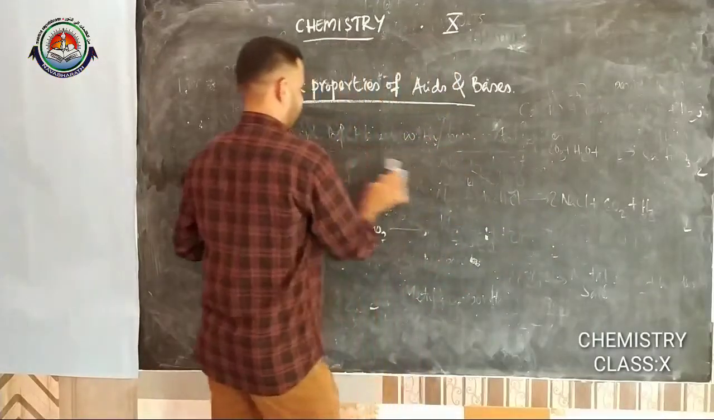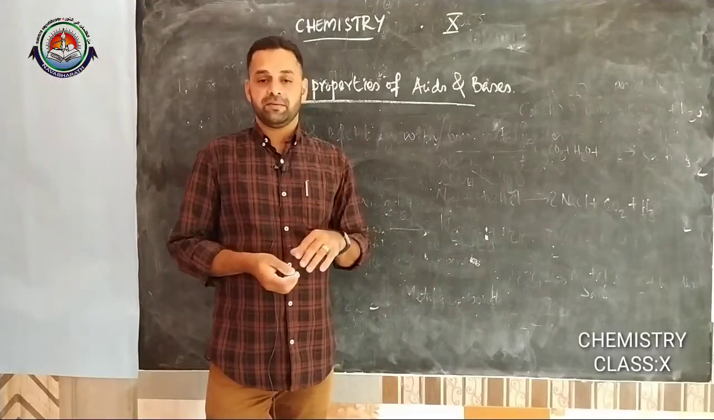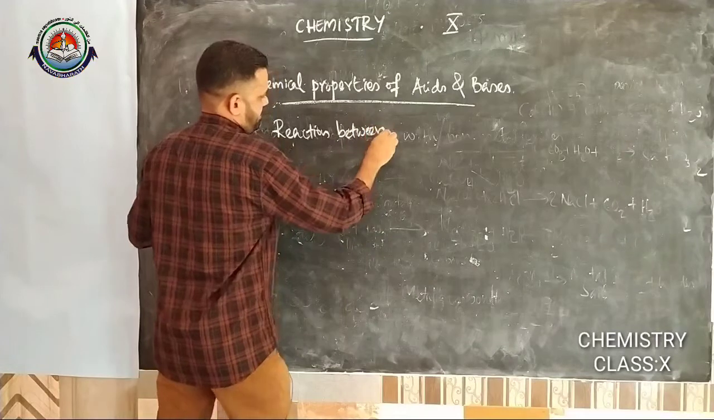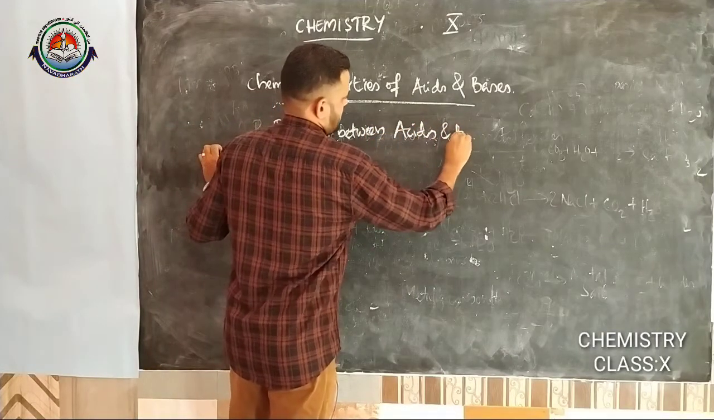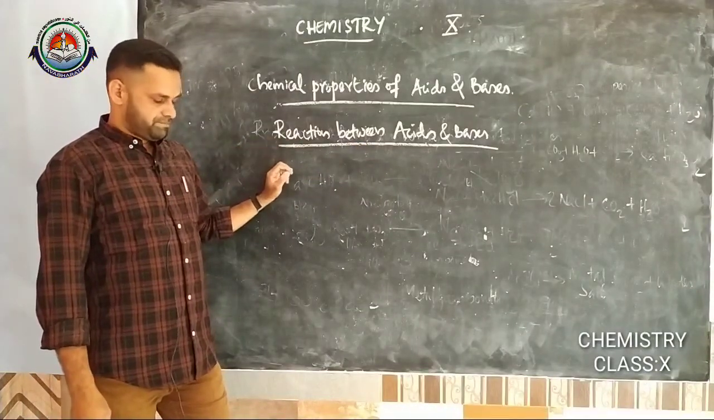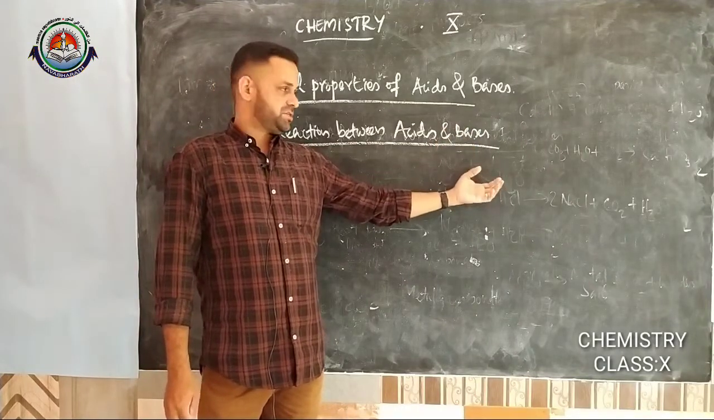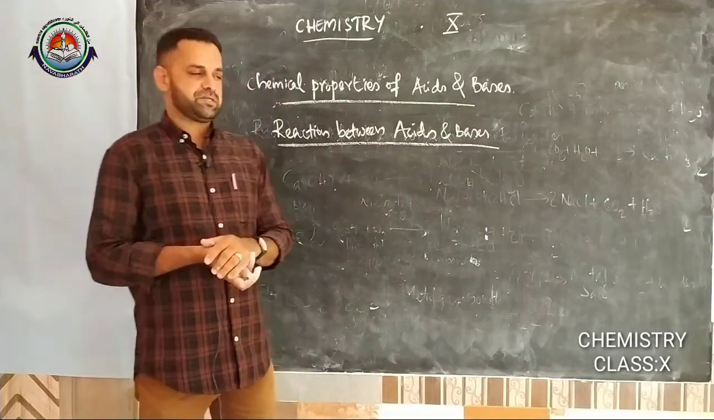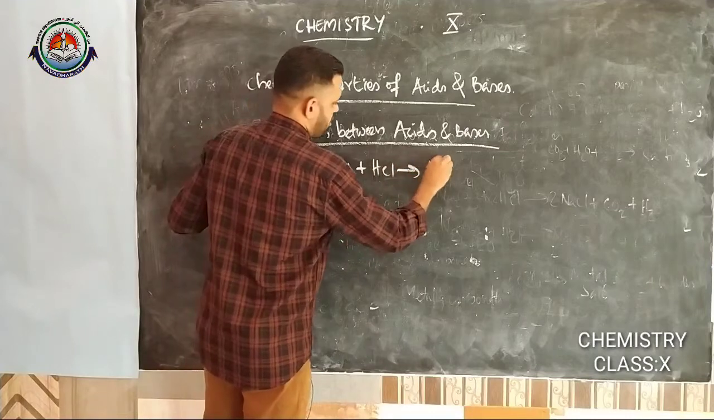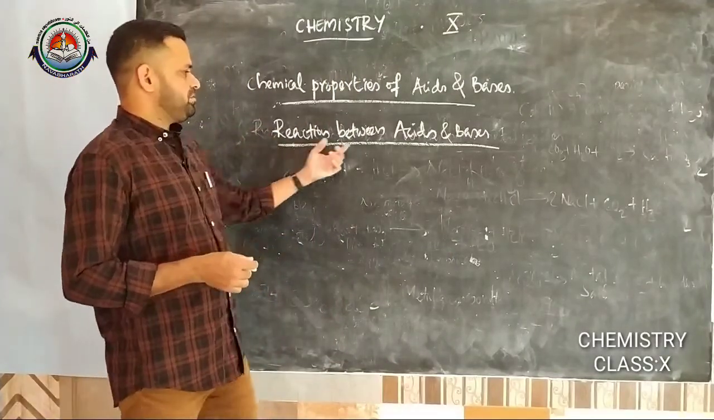Now, next the reaction between acids and bases. This reaction you have also studied in your lower classes, but here you know that the reaction between acid and base is called a neutralization reaction, isn't it? So, after neutralization reaction, we get metal salt plus water. That is the common reaction. And in your lower classes, you may have studied that sodium hydroxide is a base, it reacts with hydrochloric acid, it forms sodium chloride plus water, isn't it? So, this is the neutralization reaction. Okay, reaction between acids and bases.